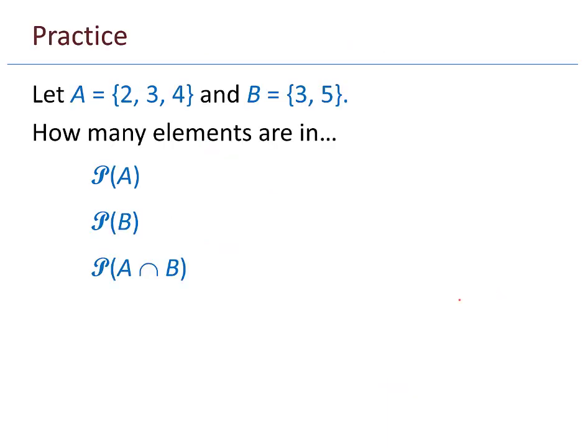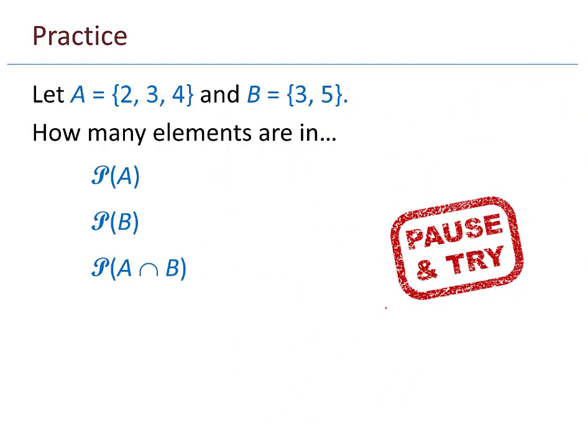How about these 3 examples? Again, let A be the set {2, 3, 4}. Let B be the set {3, 5}. How many elements are in the power set of A, the power set of B, and the power set of the intersection? Take a couple seconds, figure out what those power sets are, and how many elements are in each. Alright, start up again when you want to check your work.